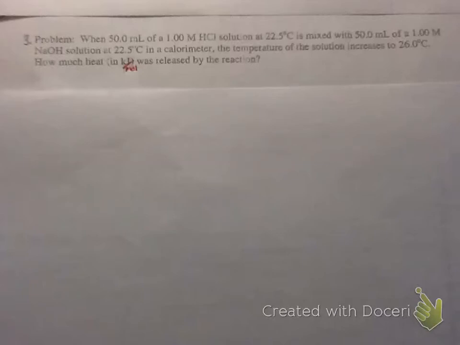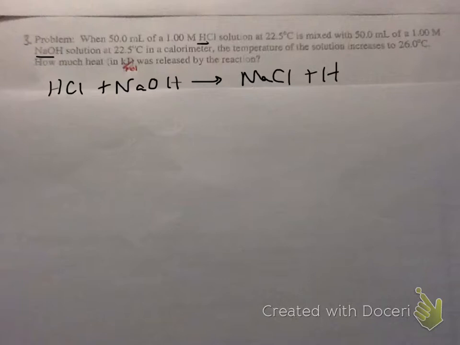This problem also involves delta H, and it's asking about how many kilojoules per mole was released in this reaction. It is a reaction of two aqueous solutions. We're reacting hydrochloric acid with sodium hydroxide. So that's going to end up producing sodium chloride and water. Now, this is a very simple acid-base reaction. It's already balanced. Everything has a 1-to-1 mole ratio.